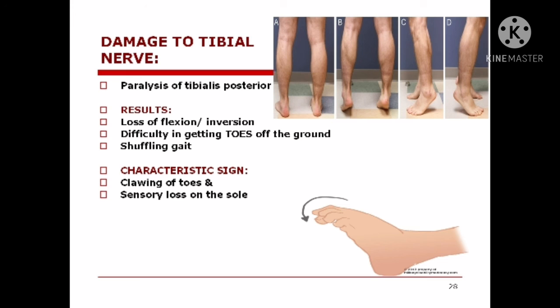The characteristic signs are clawing of the toes as shown in the diagram, and there is sensory loss on the sole aspect of the foot.